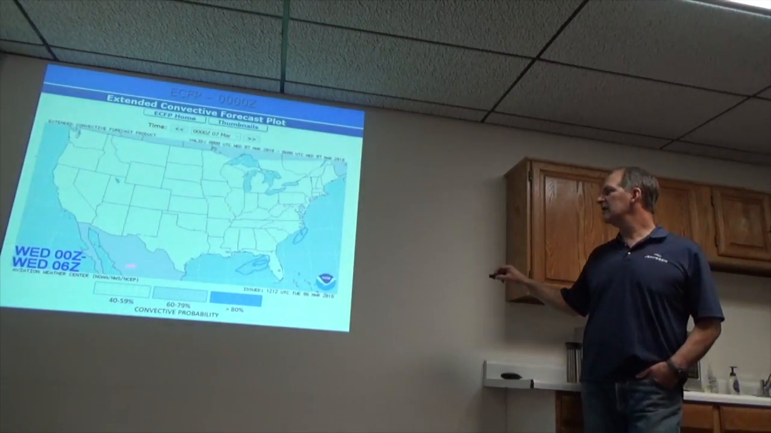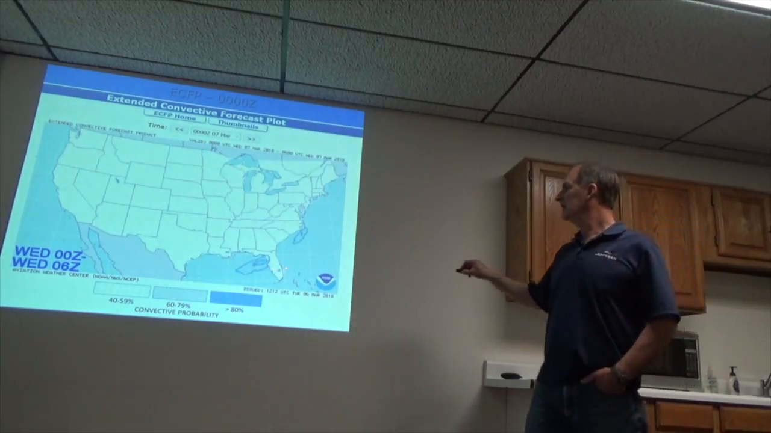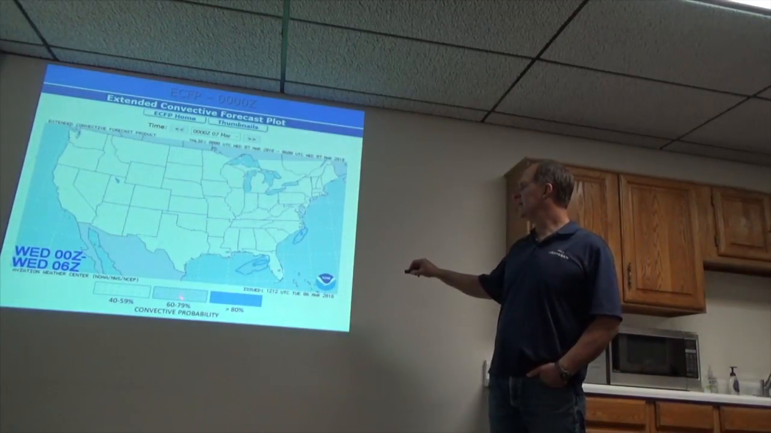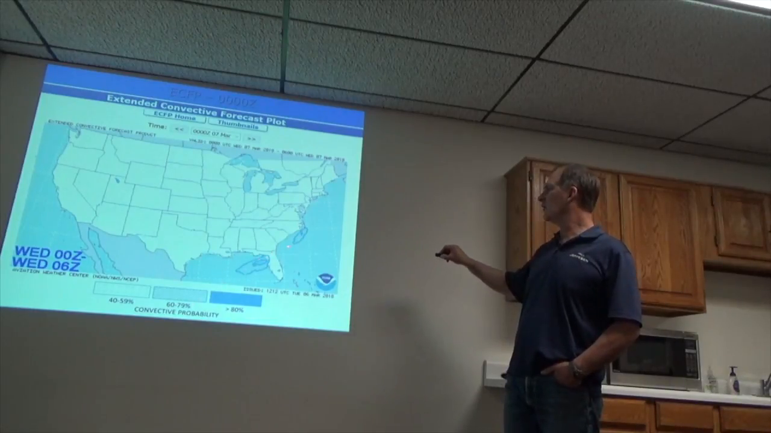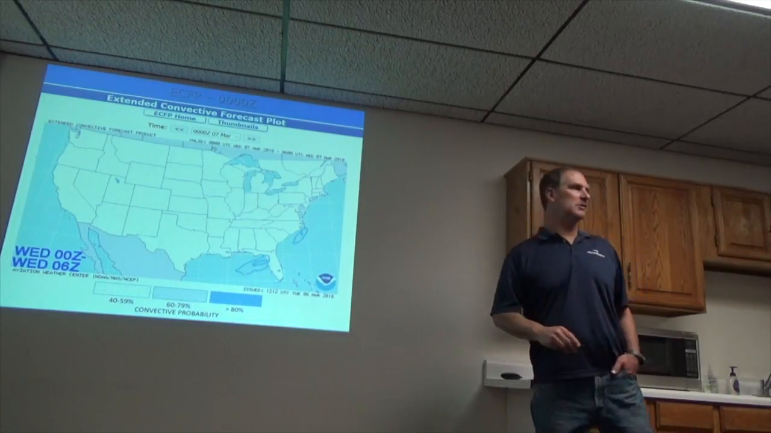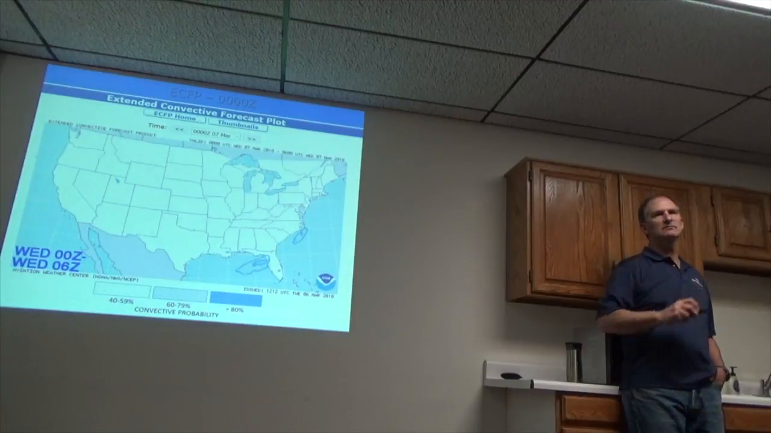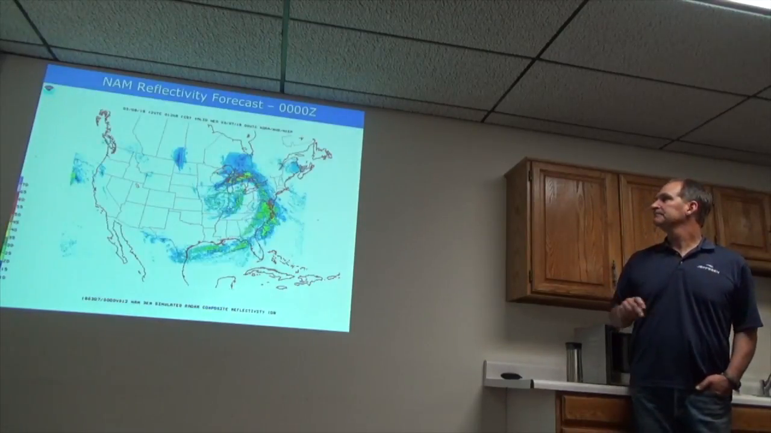So what they're telling us here is that at 0Z, we're in this 60 to 79% chance. This is 40 to 59% chance. So we have this area 60, this area lower. This is where thunderstorms are expected at 0Z from a flow management perspective.